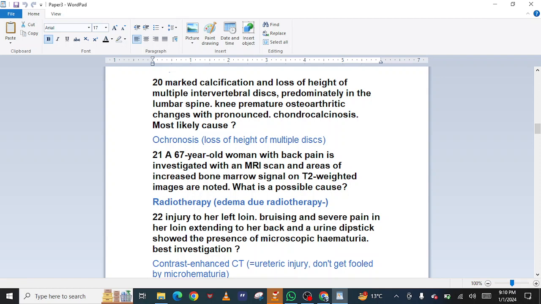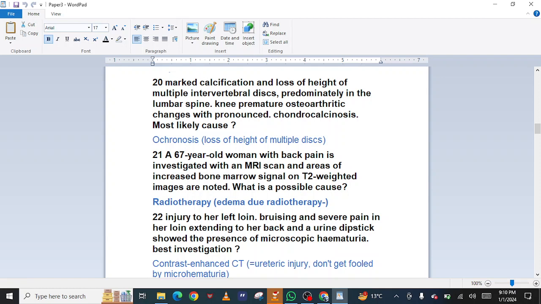Ochronosis. 21. A 67-year-old woman with back pain is investigated with an MRI scan and areas of increased bone marrow signal on T2 weighted images are noted. What is a possible cause? Radiotherapy. 22. Injury to her left loin.